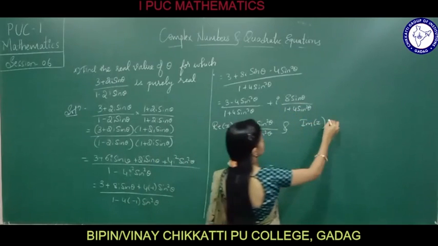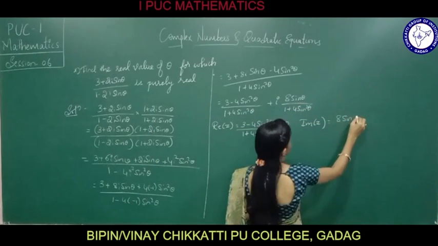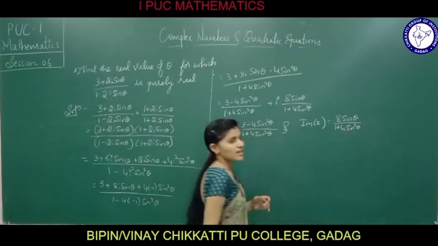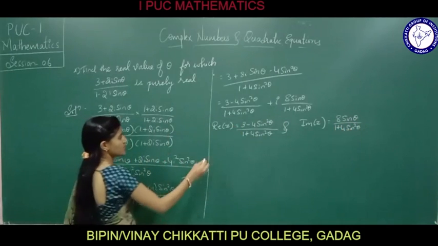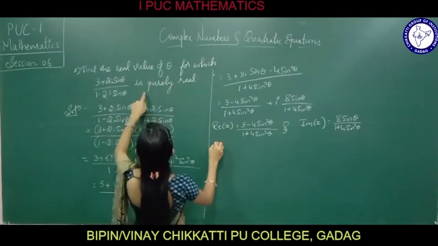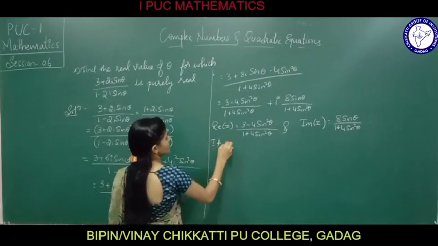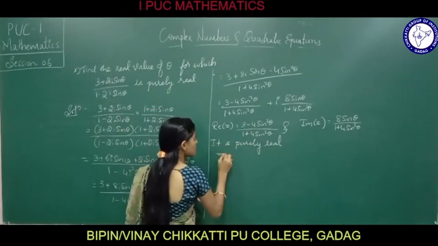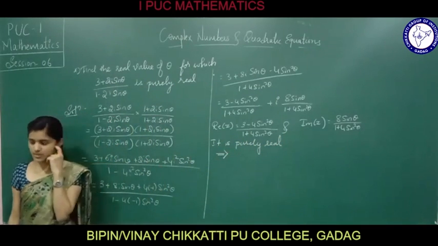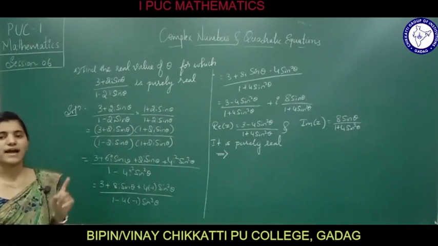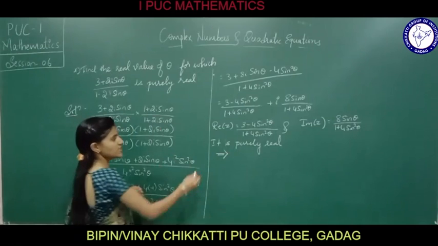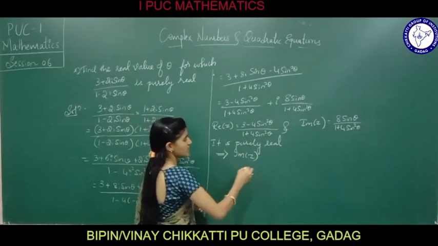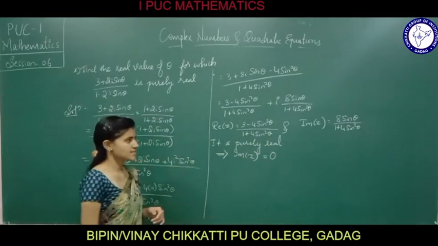...into something, that is 8 sine theta divided by 1 plus 4 sine square theta. They have said that it is purely real, right? Theta for which z is purely real. This implies what? We can say that the complex number is purely real when the imaginary part is equal to 0. It implies the imaginary part of z should be equal to 0.